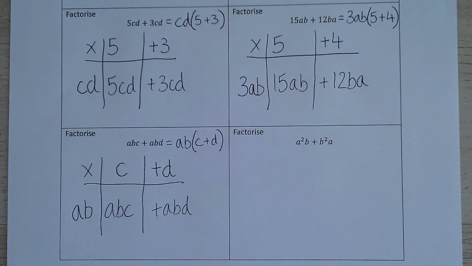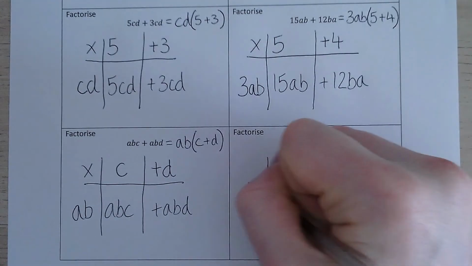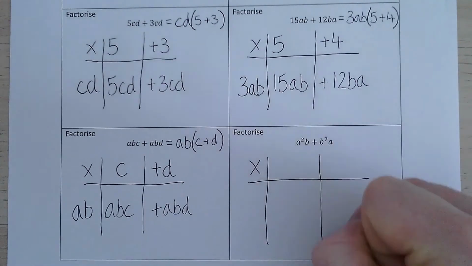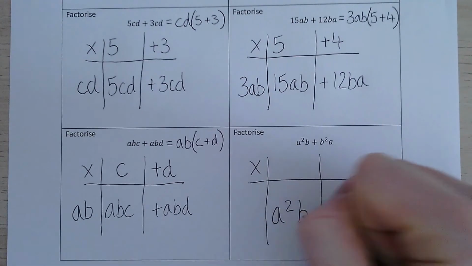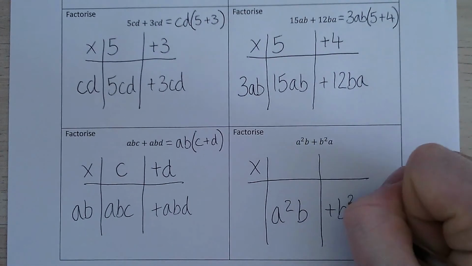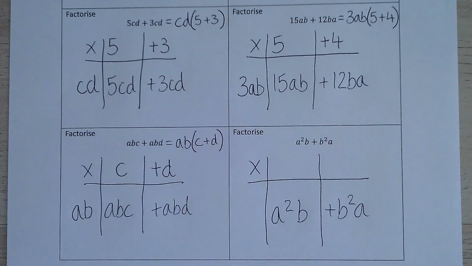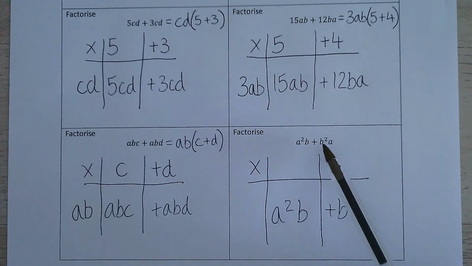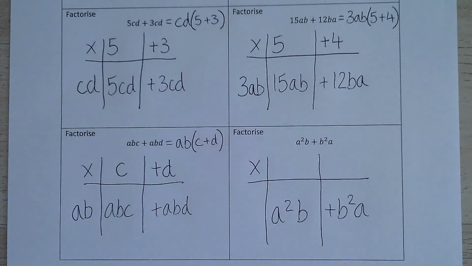And on to question 6, which is the final question for today. Again, we draw out our grid method. And we have A squared B in the first box and positive B squared A in the next box. Again, we cannot factorise out a number because we do not have a number in front of the terms in this question. So we start looking at the variables.